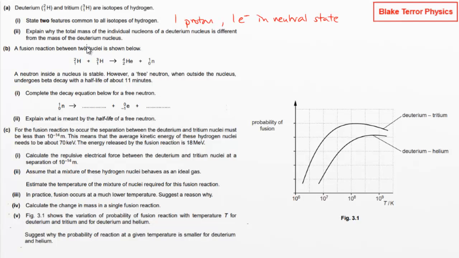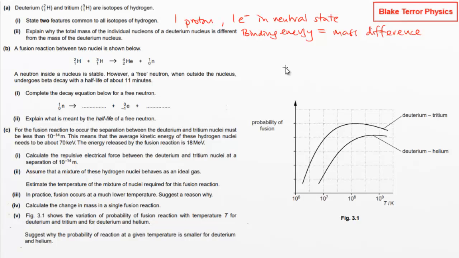Explain why the total mass of the individual nucleons of a deuterium nucleus is different from the mass of the deuterium nucleus. So this is the binding energy, and we want to make a mention of binding energy. The difference in mass equals the mass difference. We're always talking about binding energy; it came up on the last question as well. As these nucleons bind together, they have less energy in the bound state, so they've got a lower mass. That is the mass defect, because energy has mass. So you get a mass difference, which is that energy difference.